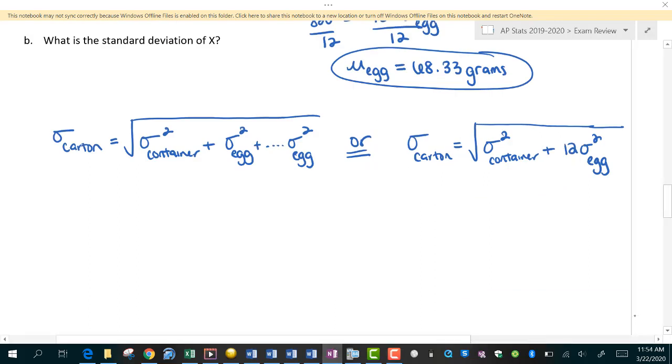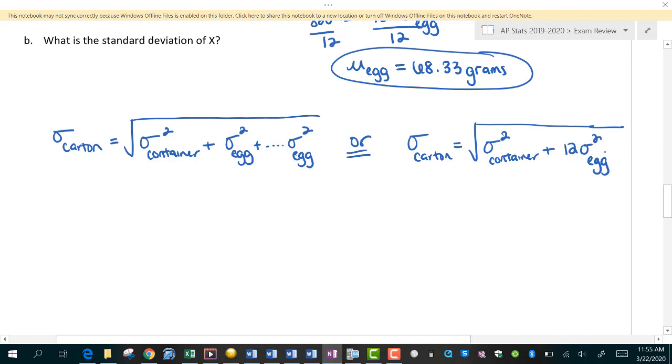Okay, so if you recall from the previous question, or chapter 16 on combining random variables, we cannot actually add the standard deviation together of independent random variables. We can only add variances. So if you notice on the left-hand side, the standard deviation of the entire carton should be equal to the square root of the variance of the container plus the variance of each of those 12 individual eggs. The other way I can write this is the standard deviation of the carton equals the square root of the variance of the container plus 12 times the variance of the egg.